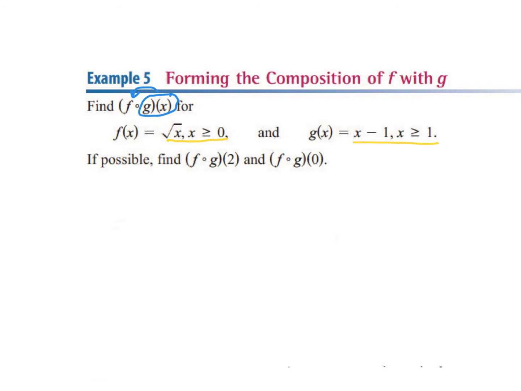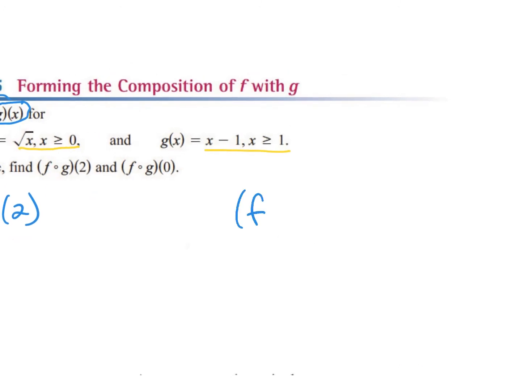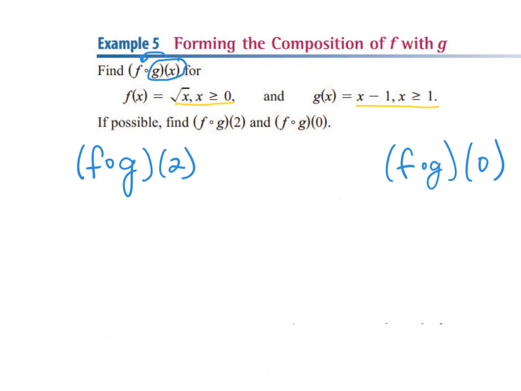Now, this question says find f of g of 2 and f of g of 0 if possible. If it's not possible, you would say that. So f of g of 2, and then over here we're going to find f of g of 0. The way that you would show me you know what you're doing is we're going to plug 2 into g. So the first thing I'm going to do is find g of 2. My g function is x minus 1, right? So 2 minus 1 is 1. Agreed?